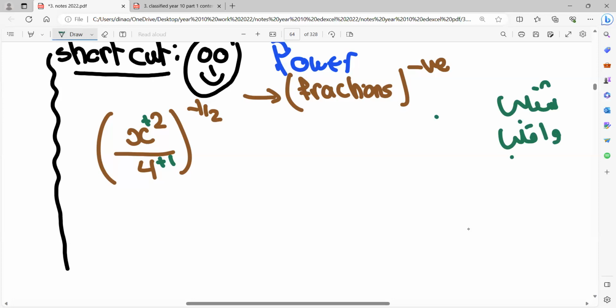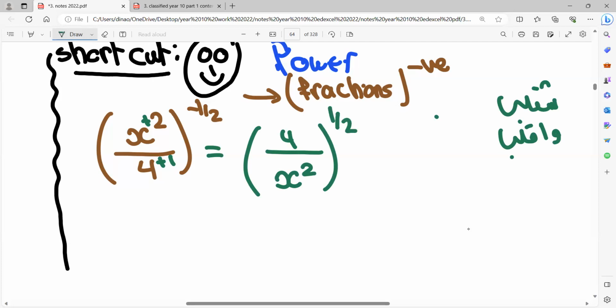شقلب واقلب. يعني ايه شقلب واقلب؟ شقلب يعني flip the fraction. واقلب يعني change the sign outside from negative half into positive half. يبقى شقلب واقلب بستعملها امتى؟ بستعملها when I have a fraction that has a negative power.